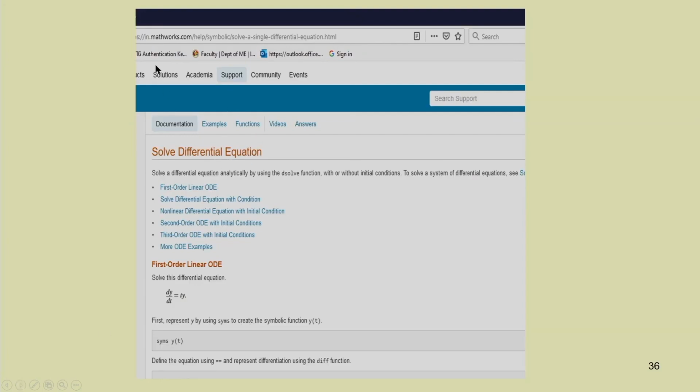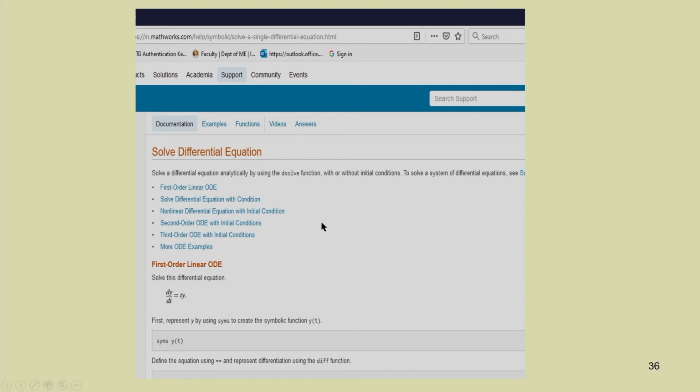In MATLAB, you can type help in MATLAB and you can see there are several methods to solve differential equations. For example, take this first order linear ordinary differential equation. You can use dsolve to solve this equation symbolically. Let us see the first order linear equation dy by dt equal to Ty. You can first represent this y as a symbolic variable. To represent the symbolic variable, you can write syms y(t).